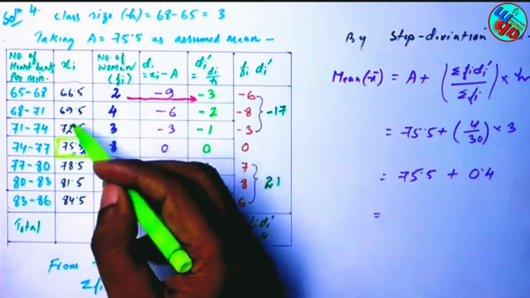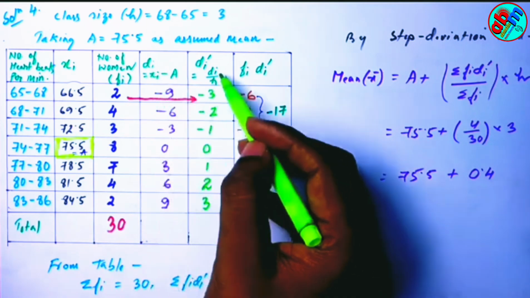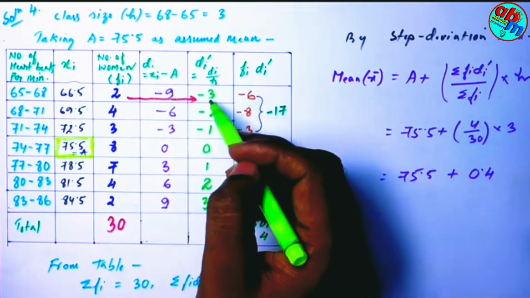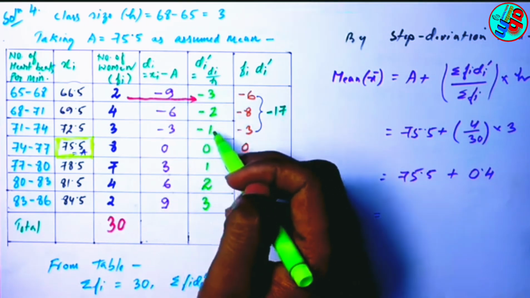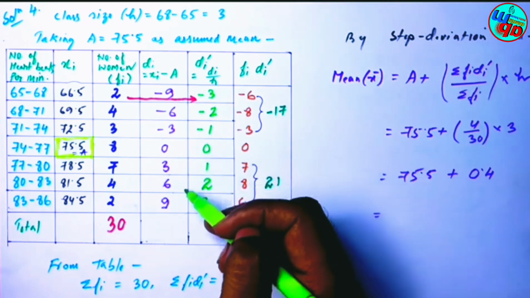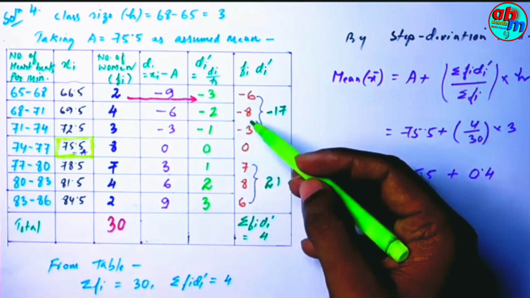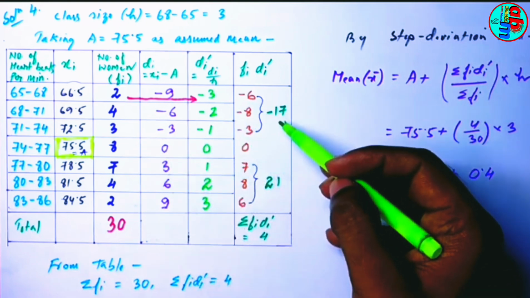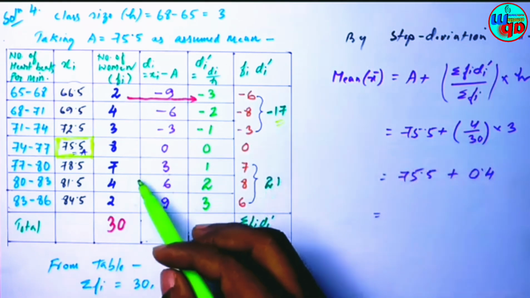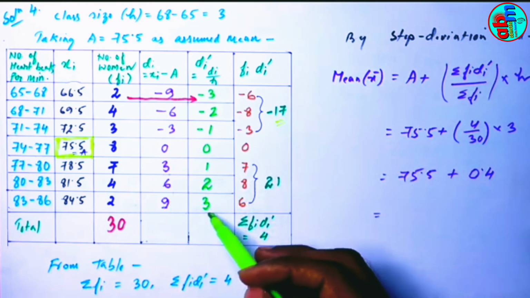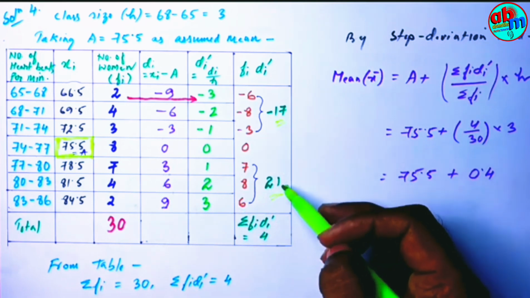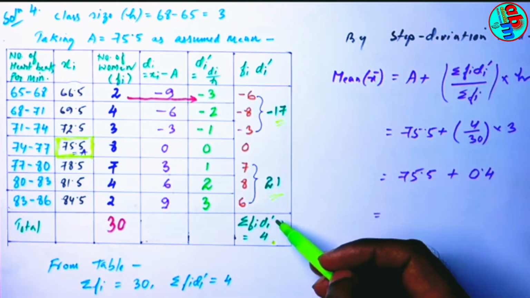And we have the h value, and we divide this di by h to get minus 3, minus 2, minus 1, 0, 1, 2, 3. 2 into minus 3 is minus 6, 4 into minus 2 is minus 8, 3 into minus 1 is minus 3, total is minus 17 here, and 7 into 1 is 7, 4 into 2 is 8, 2 into 3 is 6, the total is 21 here. The total of these two is 4, which is summation fidi dash.